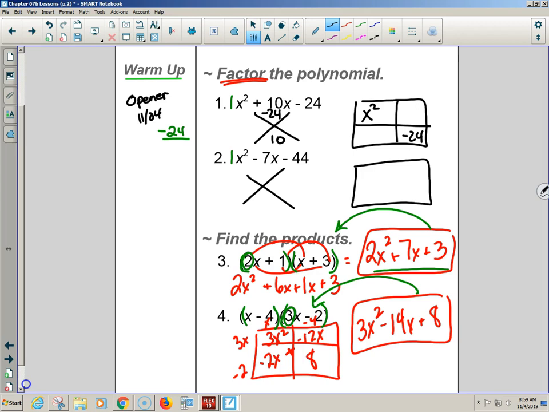12 and 2. You already found it? So 12 and 2, but check it. Opposite signs, one of them has to be negative. The 2. Okay.